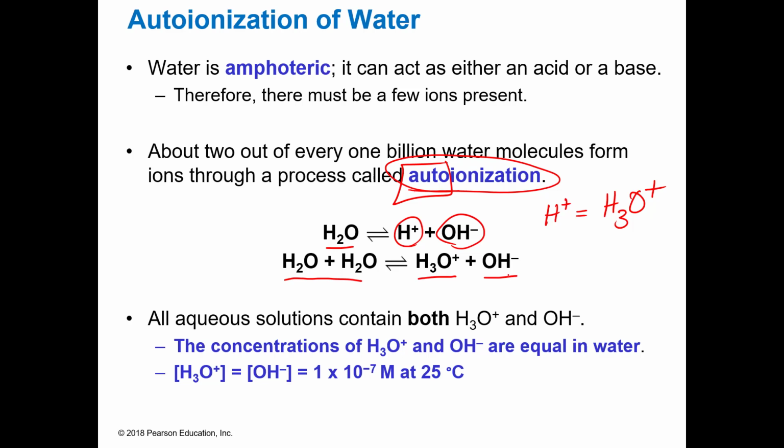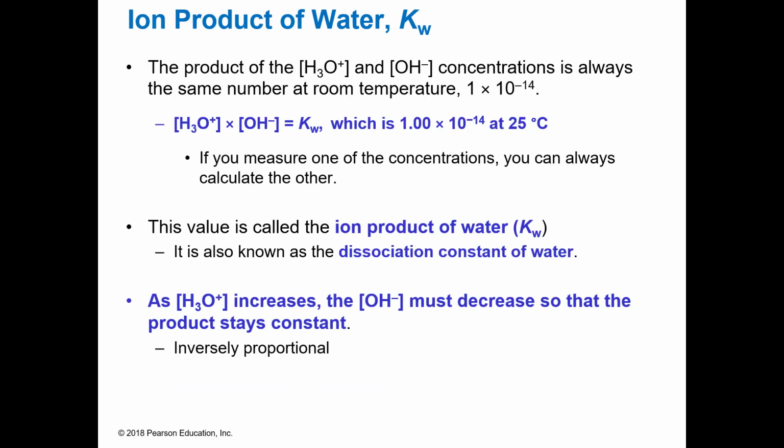All solutions contain both H3O plus and OH minus if they are in water, if they're aqueous. They all have both. If it's pure water, then the concentrations of H3O plus and OH minus are equal. So the concentration in molarity is equal for H3O plus and OH minus, and they are both 1 times 10 to the minus 7. And that's, of course, at room temperature. Everything depends on the temperature.